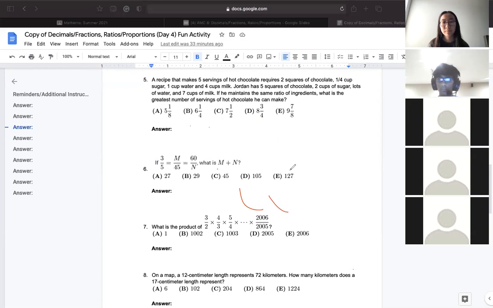You should look into all the ingredients. He has 5 squares of chocolate, 2 cups of sugar, 7 cups of milk, and infinite water. Since the recipe needs 4 cups of milk to make 5 servings, and he has 7 cups of milk, he should do 7/4 times 5.